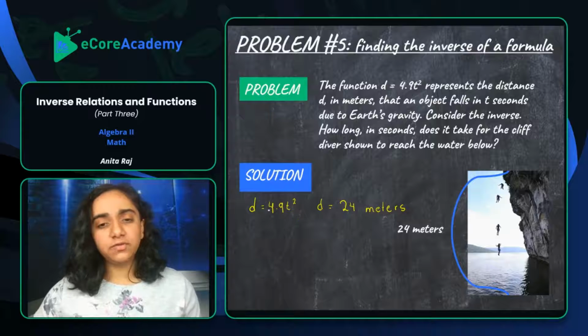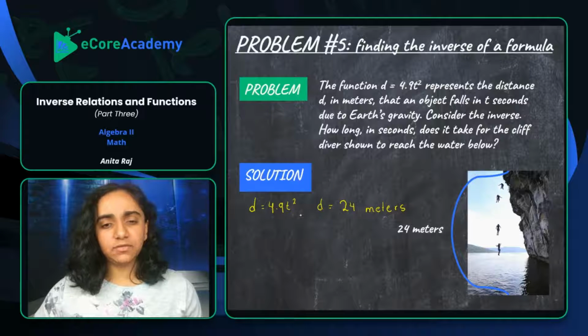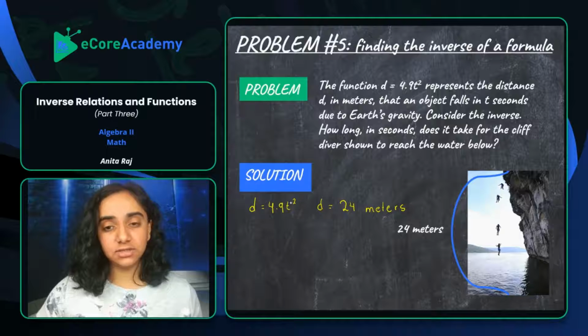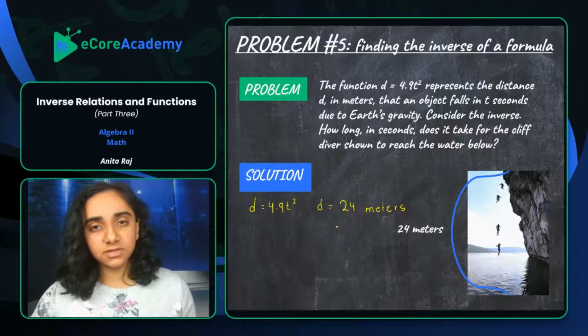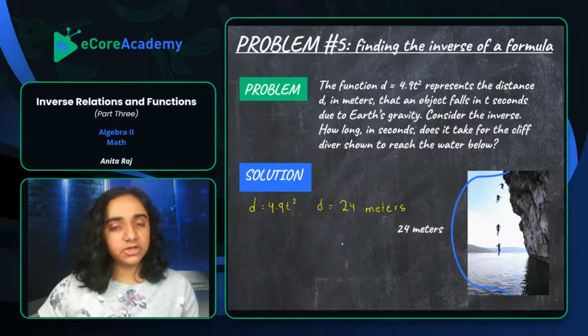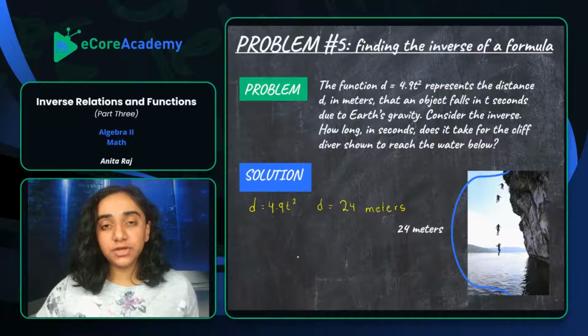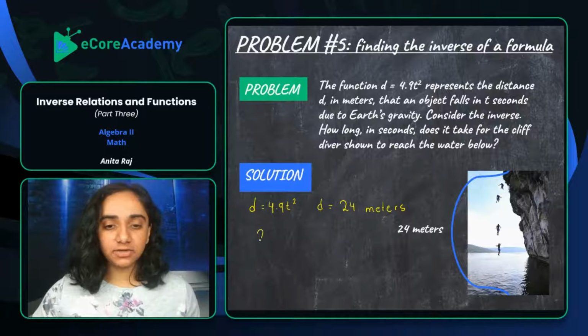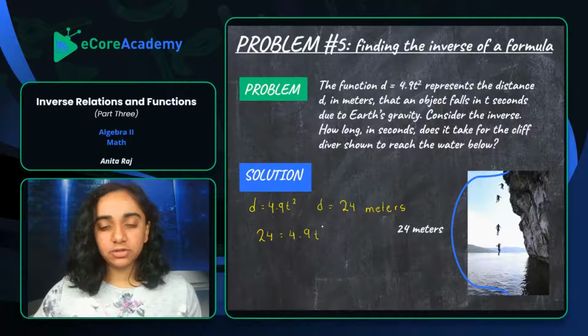So if this term right here, 4.9 t squared, is equal to d, and this constant 24 is equal to d, well, what we can do is set them equal to each other because they're both equal to d, meaning they're equal to each other. So technically, we could rewrite this as 24 equals 4.9 t squared. And all we have to do is go about solving for t by isolating t.